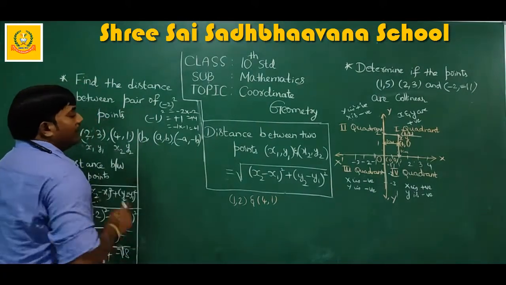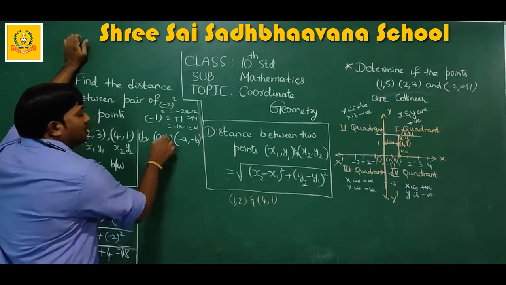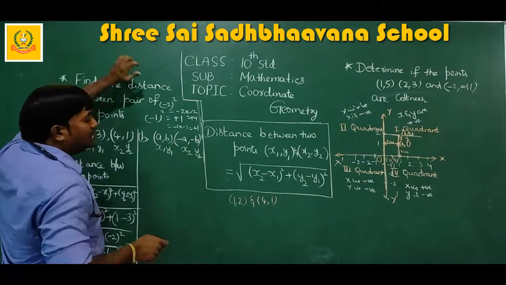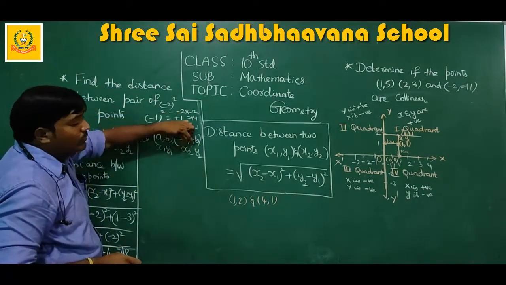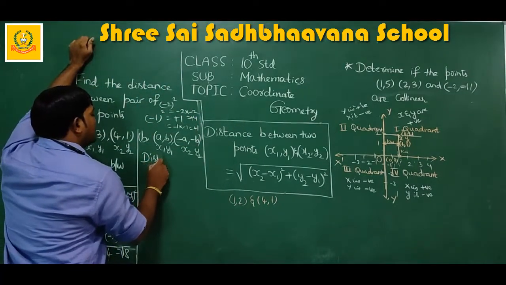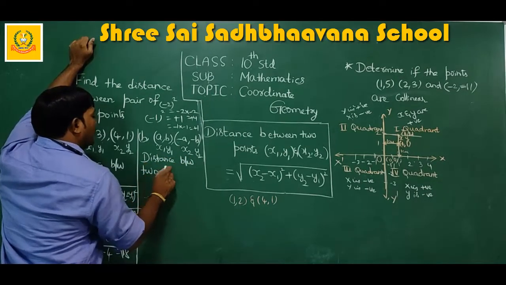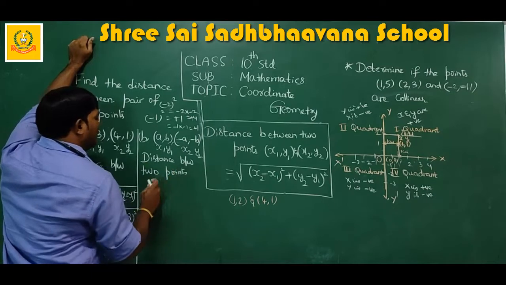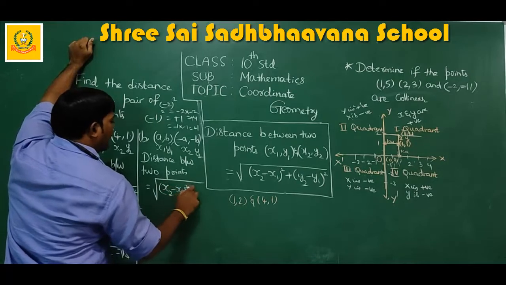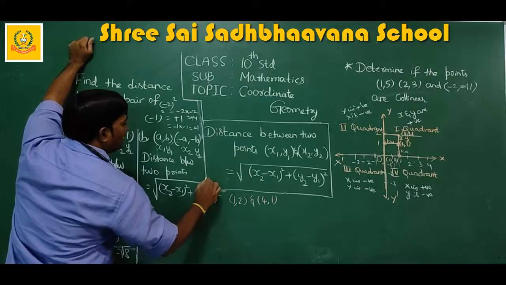Now, similarly, we will do one more sum of the same type. Here also the same thing. First one you take as x1. Second coordinate you take as y1. And here again, this you take as x2 and y2. x1, y1 and x2, y2. Distance between 2 points. What is the distance between 2 points? Same formula. You write once again: x2 minus x1 whole square plus y2 minus y1 whole square. Okay.